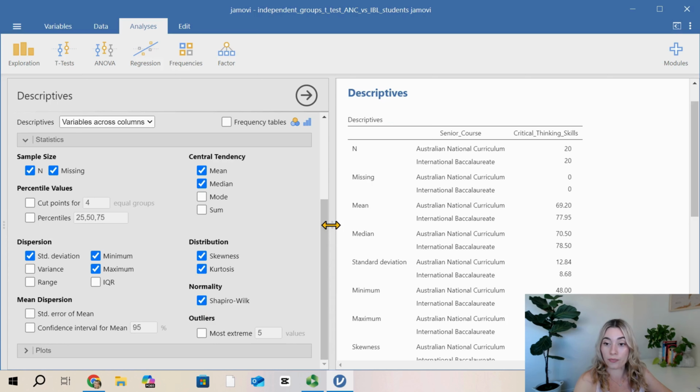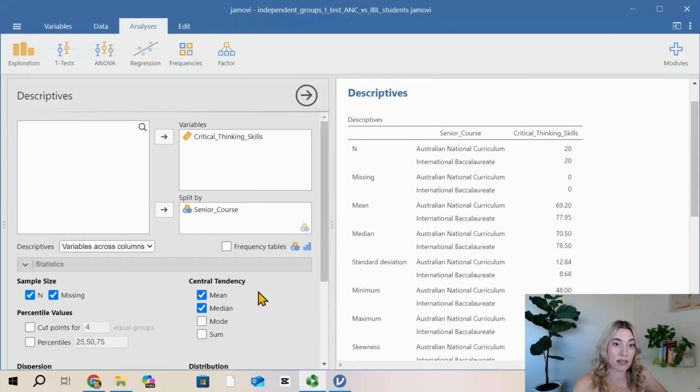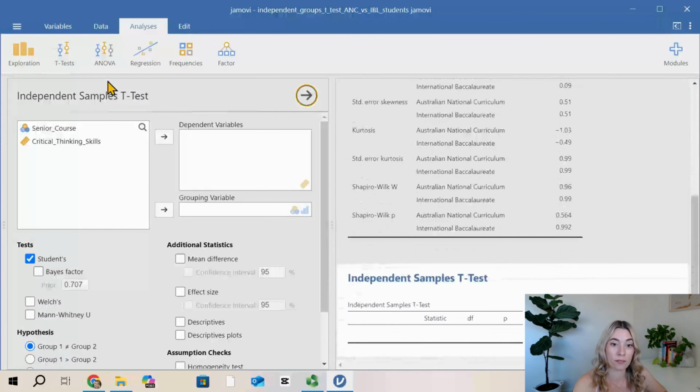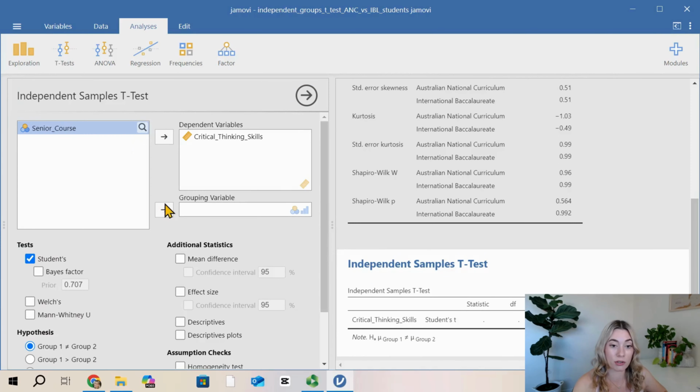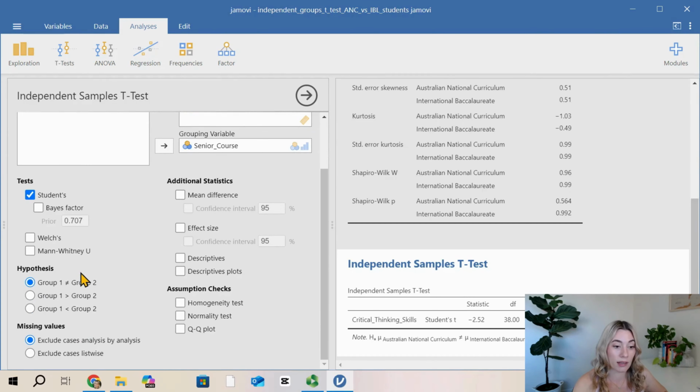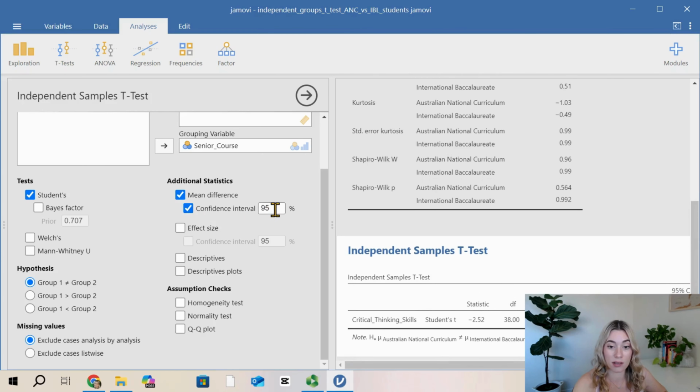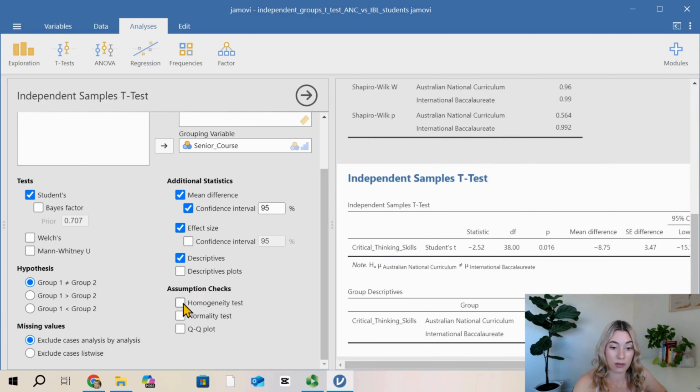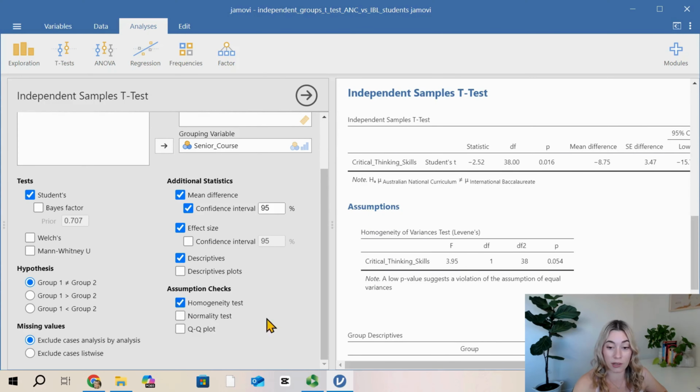We can then run our independent samples t-test by going to t-tests, independent samples t-test. We move critical thinking skills into dependent variables and senior course into grouping variable. Ensure that Student's has been selected. We can leave hypothesis at the default setting of a non-directional hypothesis. We also select mean difference, and that confidence interval is set to 95%, effect size, descriptives, and we also assess homogeneity of variance, which is another assumption that we need to check prior to interpreting our analysis.